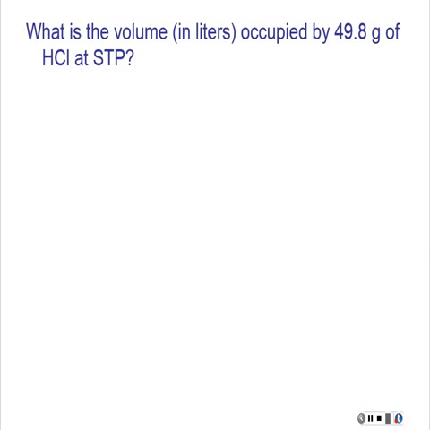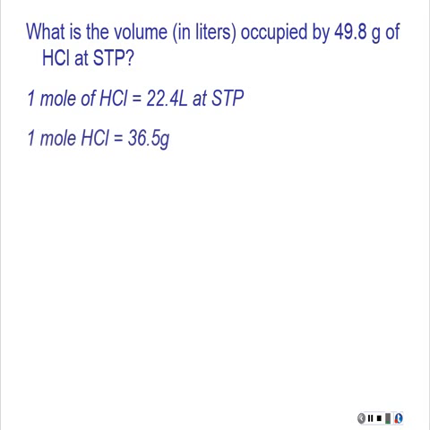So here's a question you might want to answer. Let's see if you can do this one. What's the volume in liters occupied by 49.8 grams of HCl at STP? Now, HCl being a gas, they're going to say, well, it's an acid. It's only an acid after it reacted with water. So let's say we have HCl gas. So 1 mole of HCl would occupy 22.4 liters at STP, and 1 mole of HCl would weigh 36.5 grams. This is all we need to know.